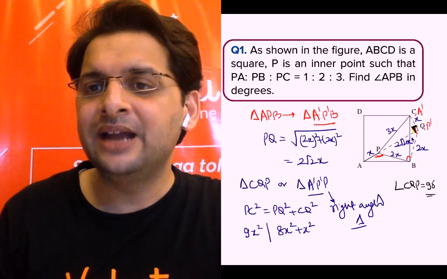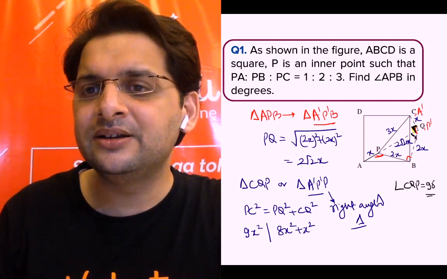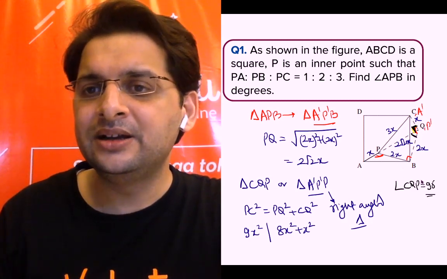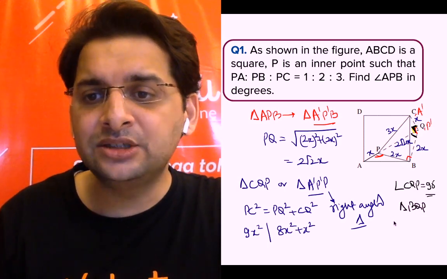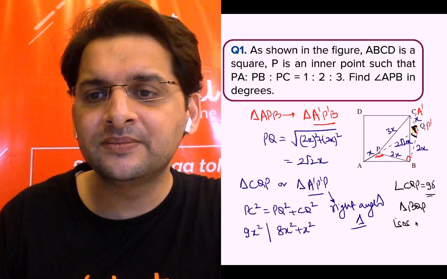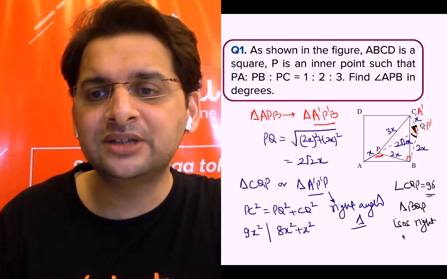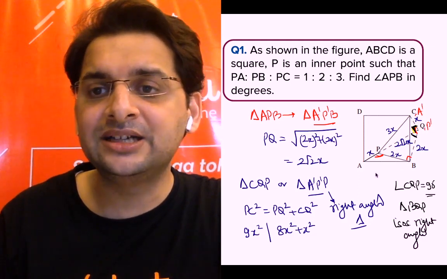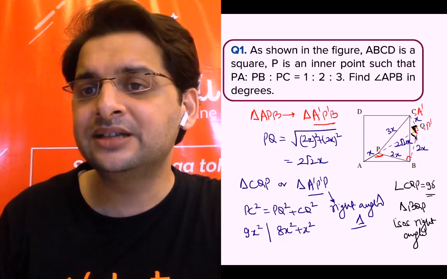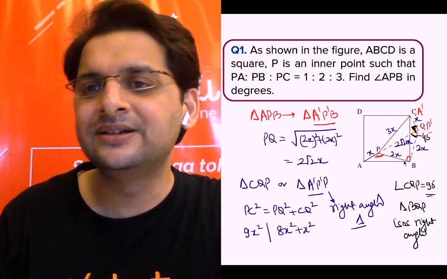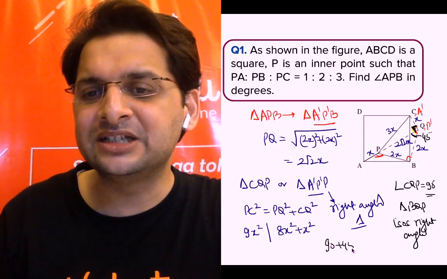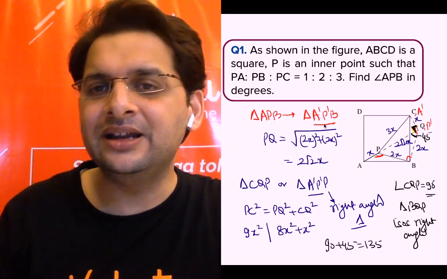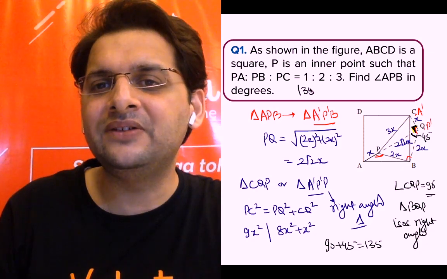Very simple. And can you tell me what will be this angle? What will be this angle? Now we can see that triangle BQP is isosceles right angle triangle. Is isosceles right angle because two of the sides are equal and one angle is 90 degrees. So this angle is clearly 45 degrees. So total angle would be 90 plus 45, which is 135. So angle APB will be 135 degrees.